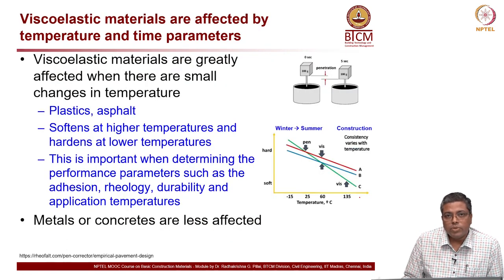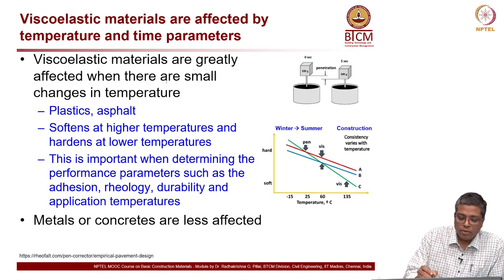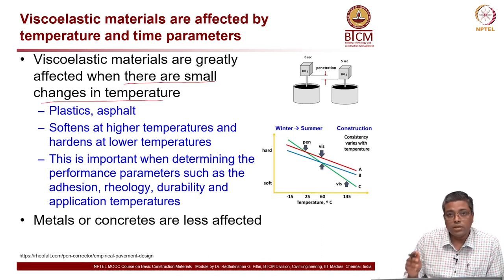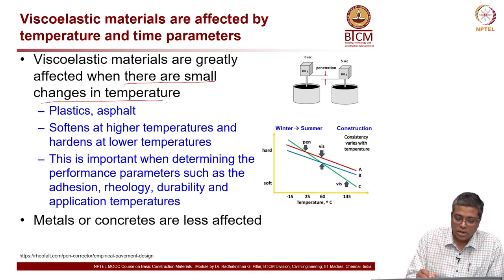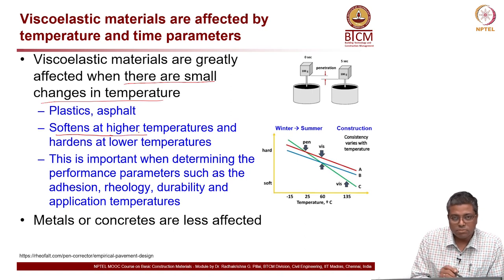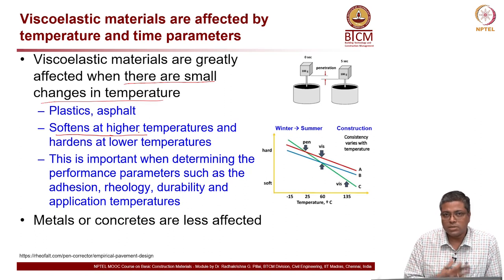Now, the viscoelastic behavior is also dependent on the temperature and time, loading, etc. So, when there are small changes in temperature, that also affects the behavior of these materials. Mainly it affects plastics and asphalt materials, and the material softens at higher temperature. As I anticipated, like something when it is hot, it flows far more easily.